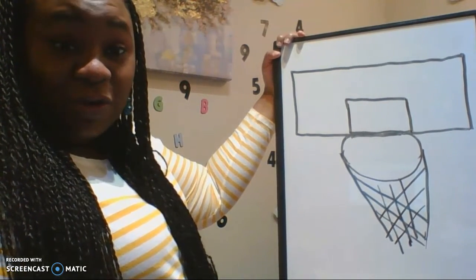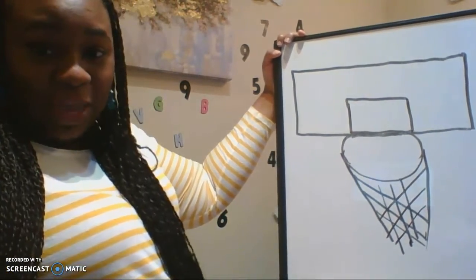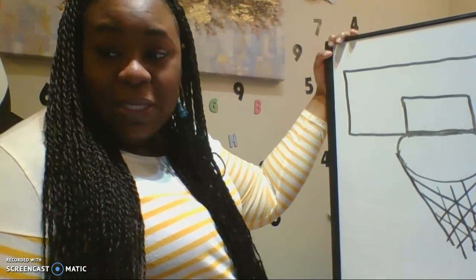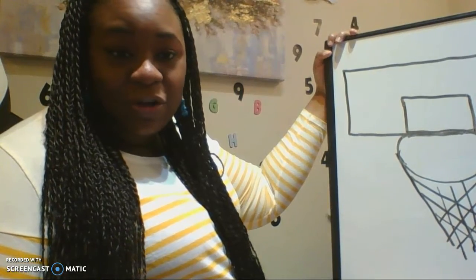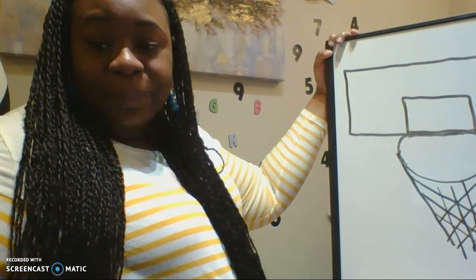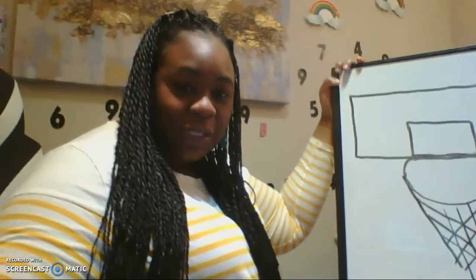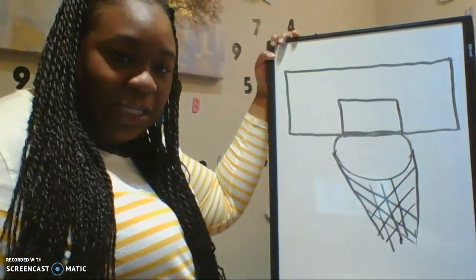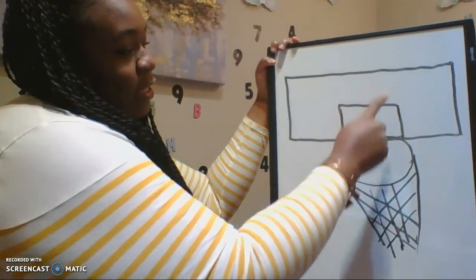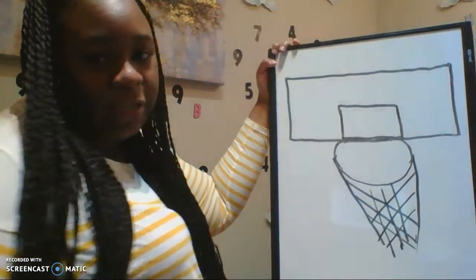So I want you to try to draw a basketball goal today and send me a picture of it, okay? Or if I call you today, if today's your day that Miss Charles calls you, you can show it to me when I call, okay? And yeah, I can't wait to see your basketball goals using rectangles, circles, and slanted lines and straight lines.